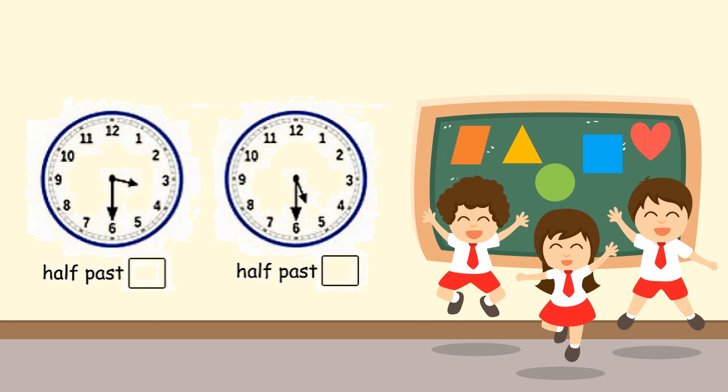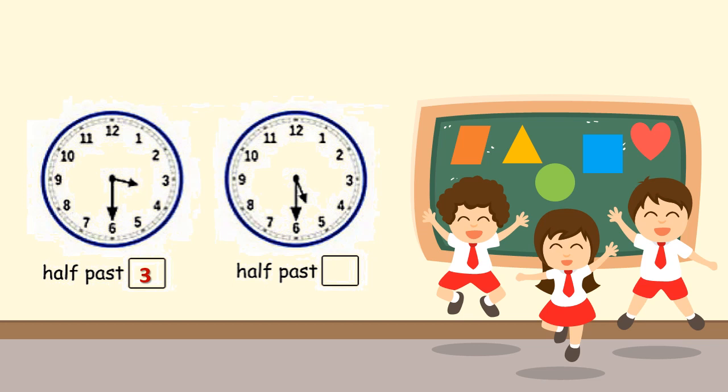Yes, we have to say here, half past means after. So the short hand is after which number? Yes, it's after 3. So we say it's half past 3. So we take the small number. Always, when we see the word past, we take the small number. So it's half past 3.